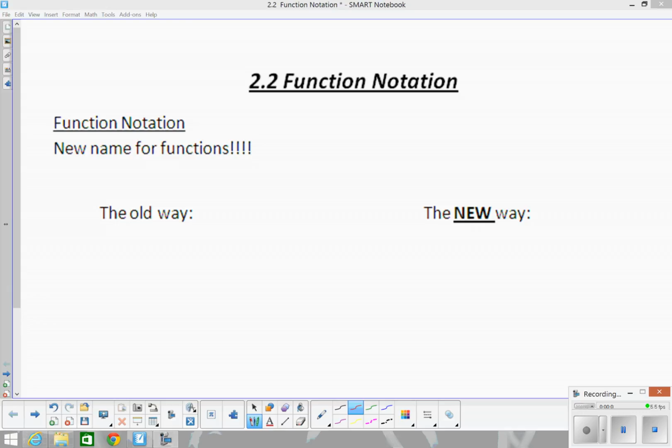Welcome back. Today we're going to be talking about section 2.2, function notation. Last section we talked about relations and functions. Now we're going to be talking about what they look like as an equation. Usually when we talk about an equation, we're going to see something like y equals. Let's say y equals 2x plus 1. That's the old way that we're going to be seeing things.